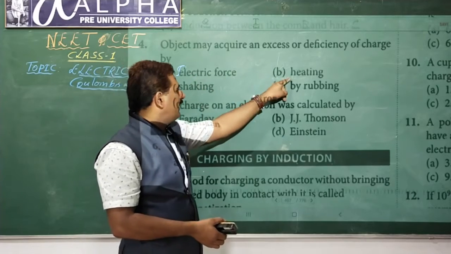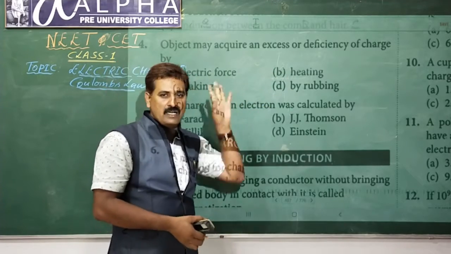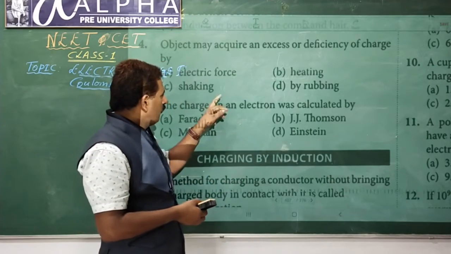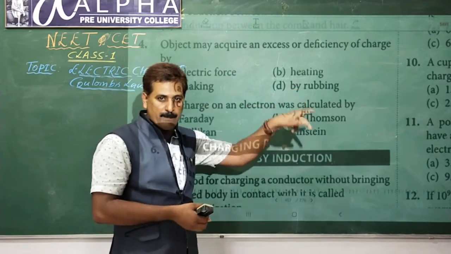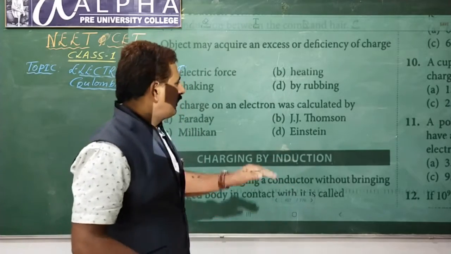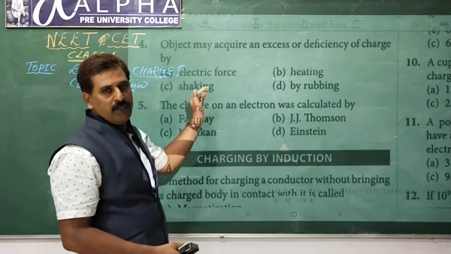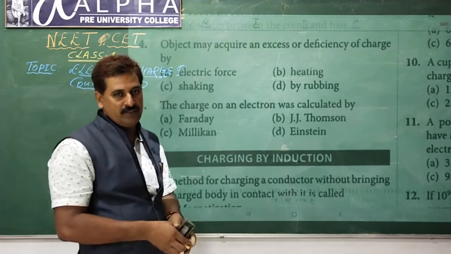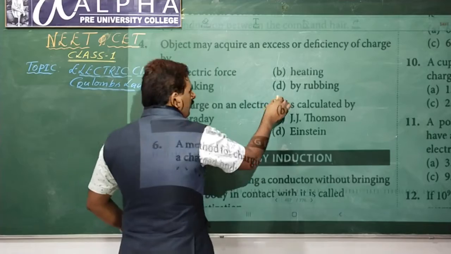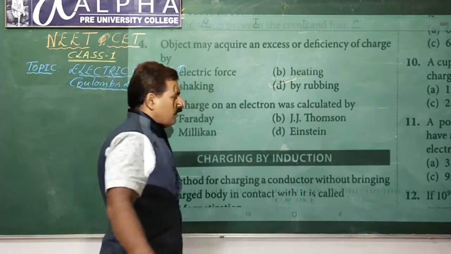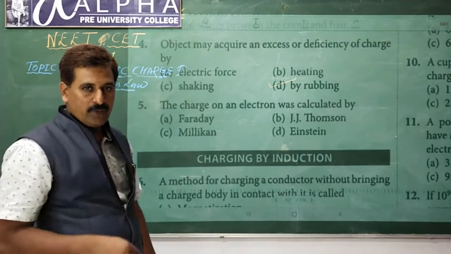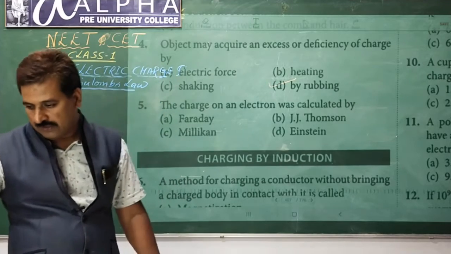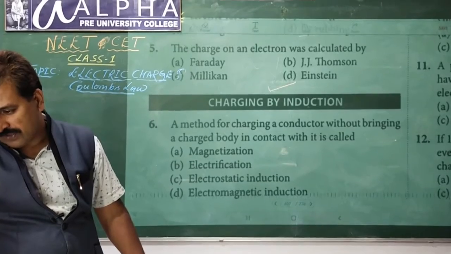Electric force, heating, shaking and rubbing. According to our regular class discussion, we use this word, by rubbing. Rubbing means what? Friction. We can transfer electrons from one body to another. That's what we learnt in the second question. Therefore, you go for option D. Why D? By rubbing, we can transfer electrons from one body to another. Okay? We'll go to the next question, that is question number 5.